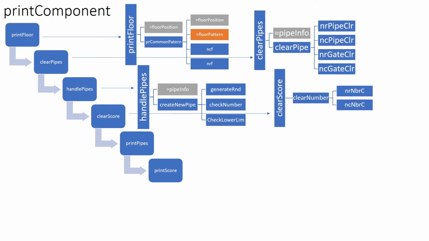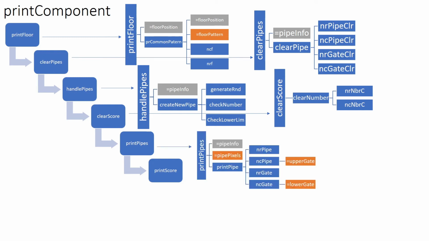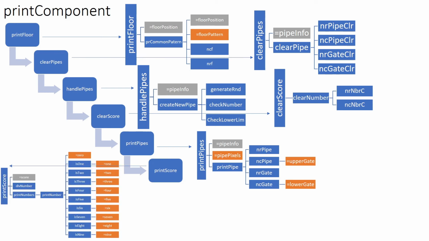The clear score function clears the numbers on the top left, which is the old score value, and the print pipes function draws pipes to the screen using the information in the RAM. The print score function takes the current score value from RAM and prints it into the score position. This function uses the image of each digit, which are imported as CRAs, for printing the given score value.